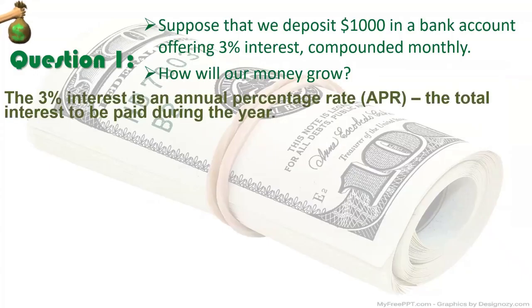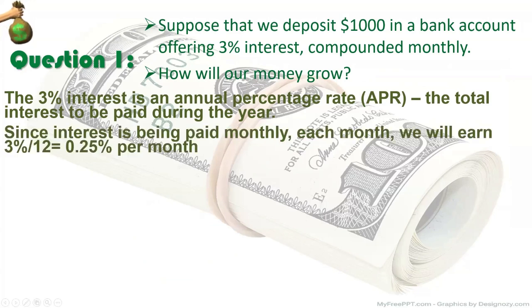Reviewing what we did on the whiteboard, we were given the 3% interest as an annual percent rate. So since interest is being paid monthly, each month we will earn 3% divided by 12 for 12 months in the year. That's equal to 0.25% per month.